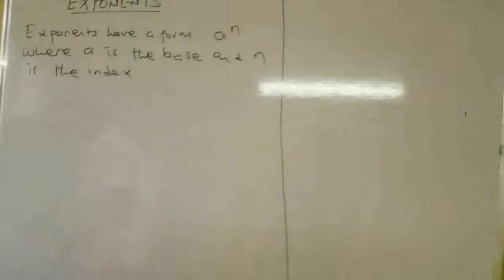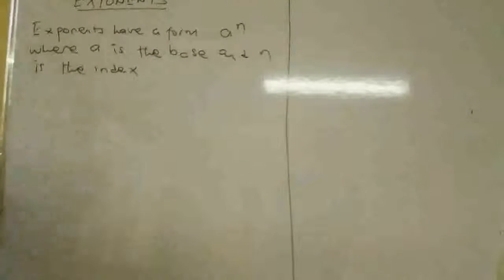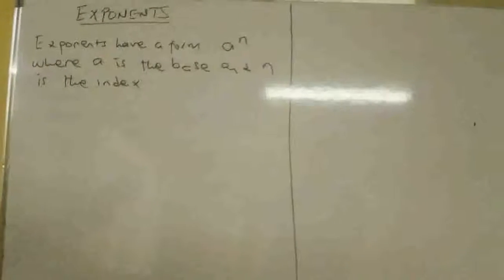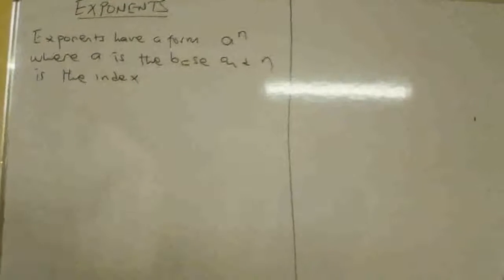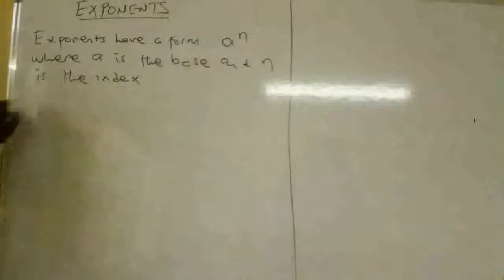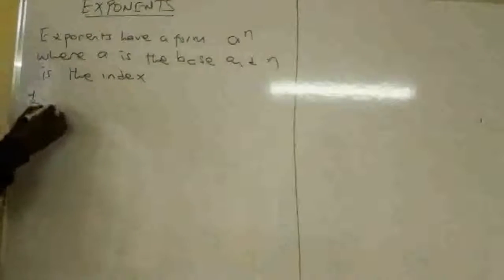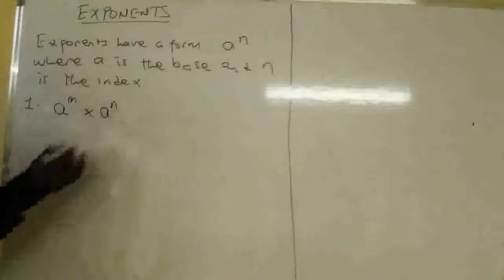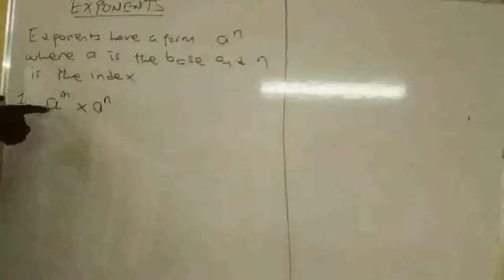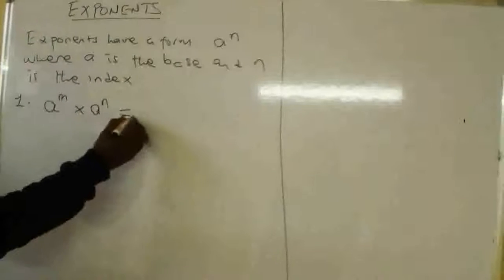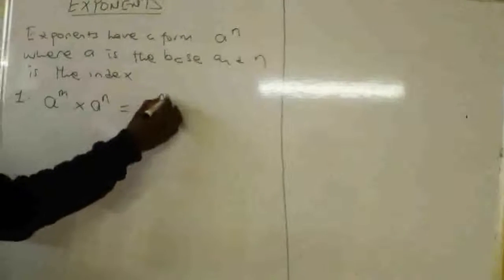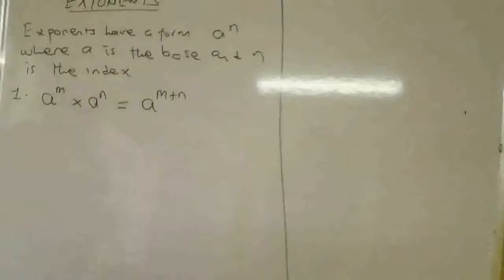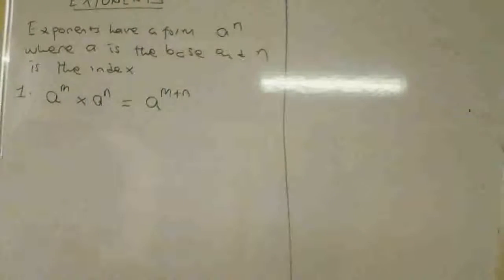Before we go to calculations, we shall first put down the rules that govern exponents, and these are the rules that we shall be using in calculations. The first rule: if you have a power m times a power n, since the bases are the same, this will be the same as a power m plus n. So bases are the same, we are adding the powers.